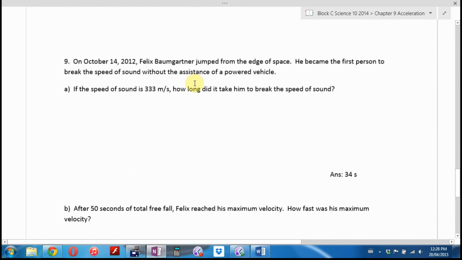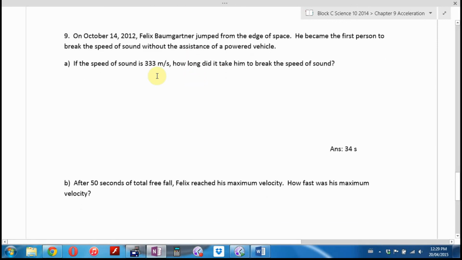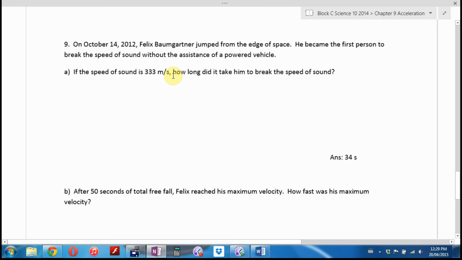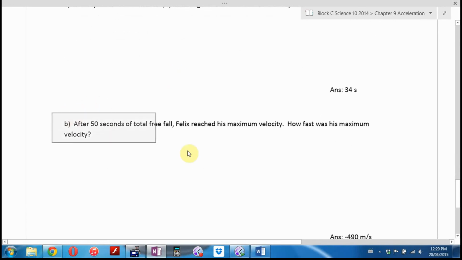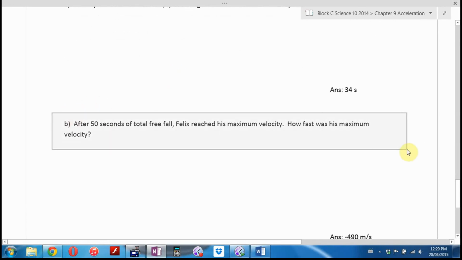I tacked this on at the end of last year. You may recall a couple of years ago, Felix Baumgartner did a space jump from outer space. So I went to the website and I yoinked the numbers. So number 9, part A, the speed of sound is 333 meters per second. How long did it take him to break the speed of sound? He did actually break the speed of sound when he was in free fall. After 50 seconds of free fall, he hit his maximum velocity.